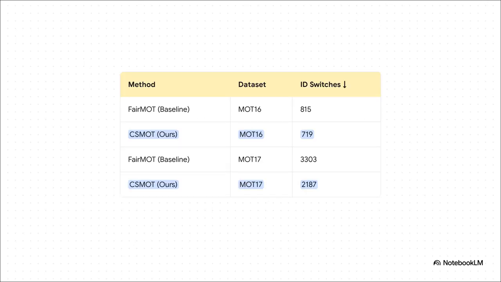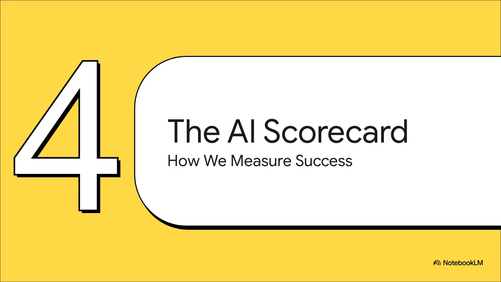And the numbers, well, they tell a really powerful story. Compared to its baseline, CSMOT cut down on those identity switches by almost 12% on one benchmark, and then a whopping 34% on a more crowded, difficult one. Now, a 34% reduction in errors like this isn't just a number on a chart. In the world of autonomous driving, that could literally be the difference between a safe trip and a terrible accident. So CSMOT is clearly better, right?